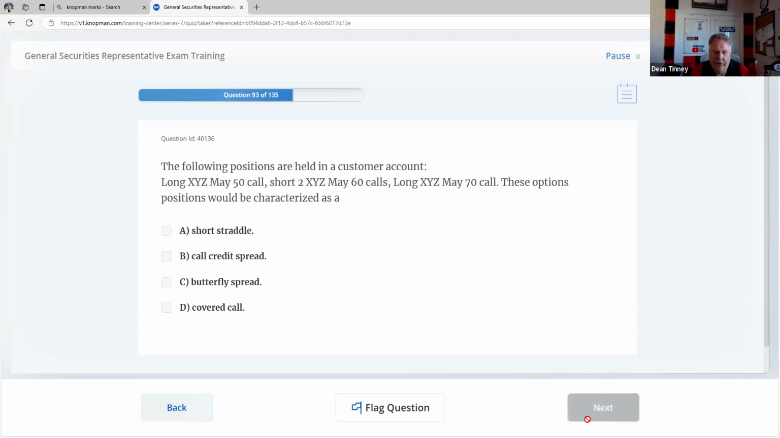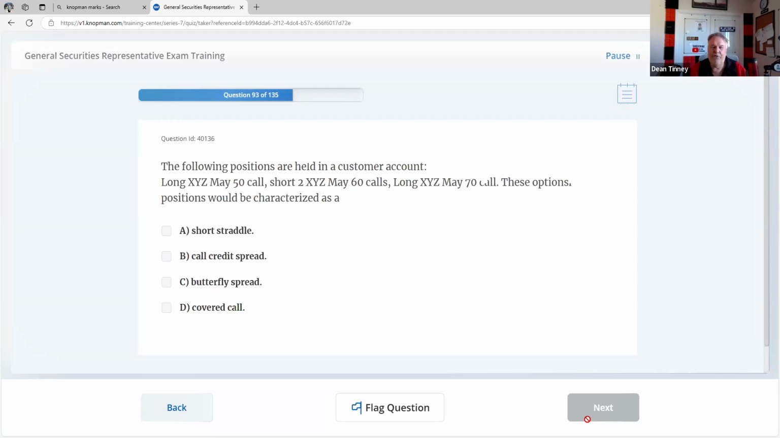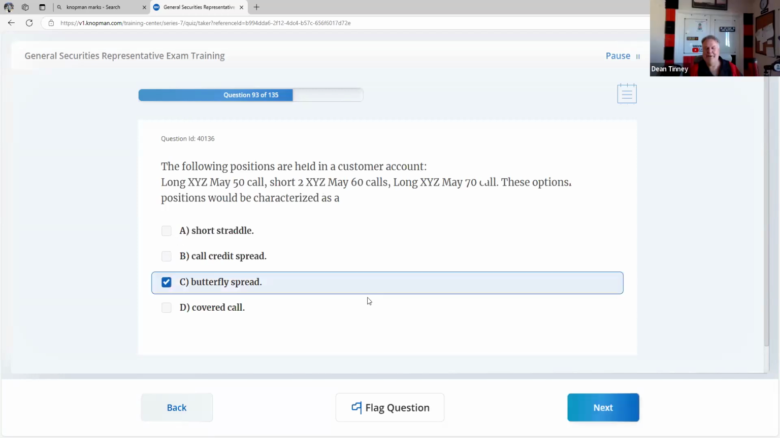The following positions are held in the customer account: long 1 XYZ May 50 call, short 2 XYZ May 60 calls, long 1 XYZ May 70 call. These option positions would be characterized as... is that a butterfly spread? It certainly is. I have no idea why nobody has seen this on the actual Series 7, but that's what that is, right? The wings are the outside ones on that.